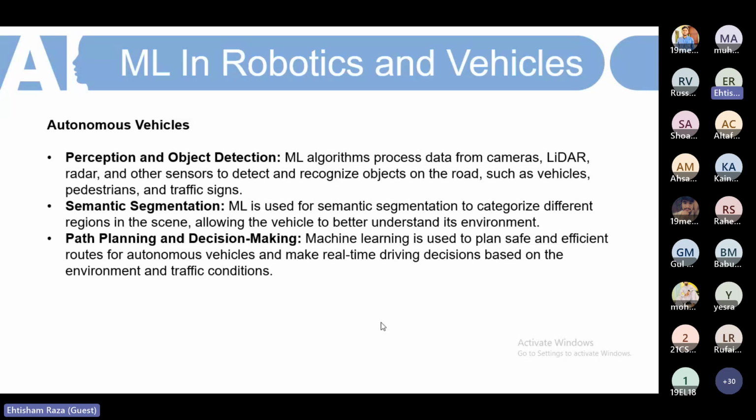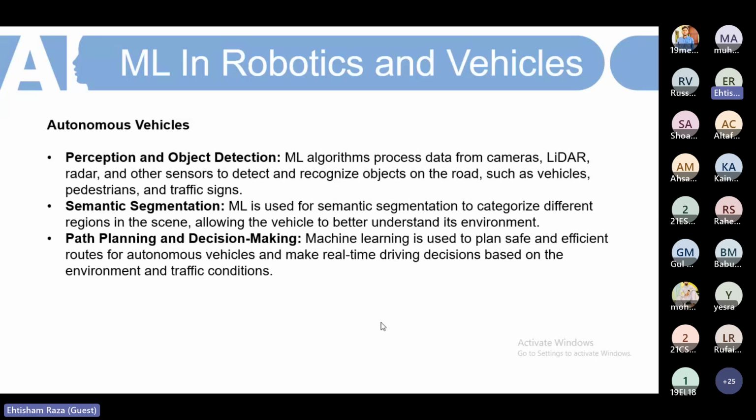Path planning and decision making. Obviously, to plan an autonomous, efficient route, which route will lead a car to reach its destination in less time? In real time driving, what are the favorable paths for the car? If there is path A and path B, which path will lead to the destination without any hurdles, without any traffic, without any bad traffic signals? All this path planning and decision making is because of machine learning. So this is how machine learning is used in autonomous vehicles.